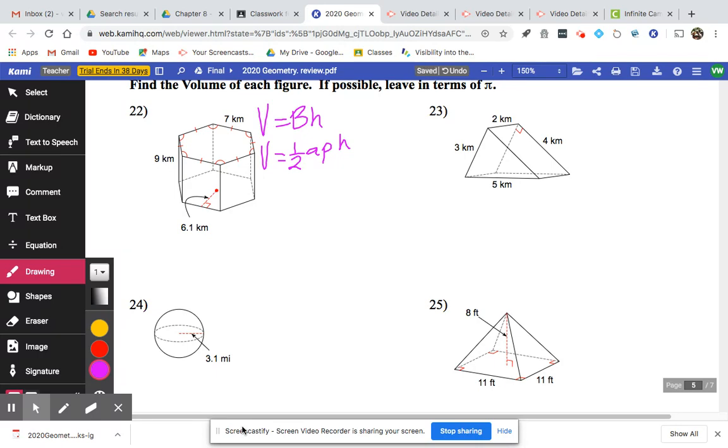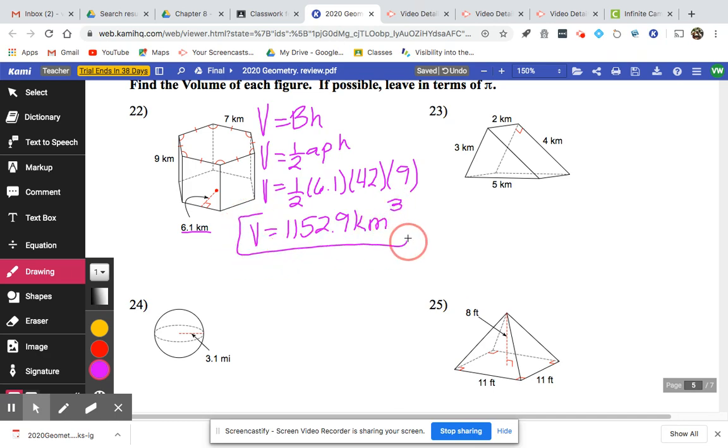P stands for perimeter, as we know. 7 times 6 sides is 42. So perimeter is 42. Apothem is right here, 6.1. So you have 1/2 times 6.1 times 42 times the height, which is 9. It's just a matter of plugging that all into your calculator, multiplying all of those numbers together, and you get a volume of 1152.9 kilometers. And since we're talking about volume, it's not squared, it's cubed, to the 3rd power this time. And once again, don't forget your units.